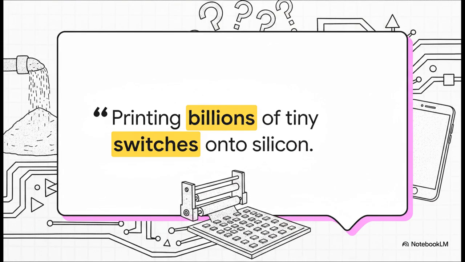So after this whole incredible journey, if there's one simple thing to remember about how a computer chip is made, just think of this phrase. The entire process, from a grain of sand to your smartphone, is all about one thing: printing billions of tiny switches onto silicon. Makes you wonder, what are we going to be able to print next?